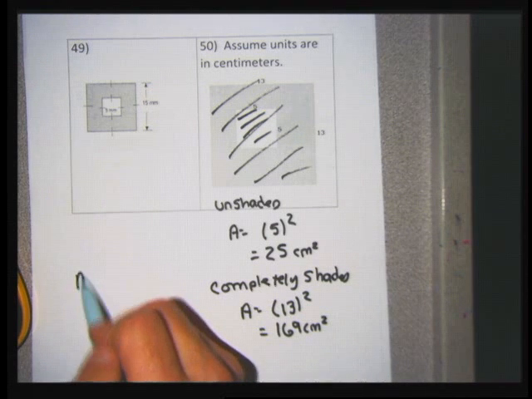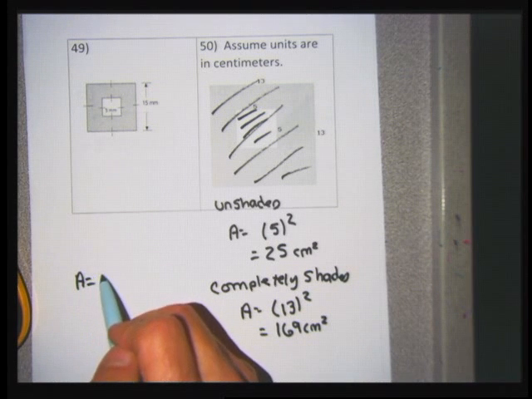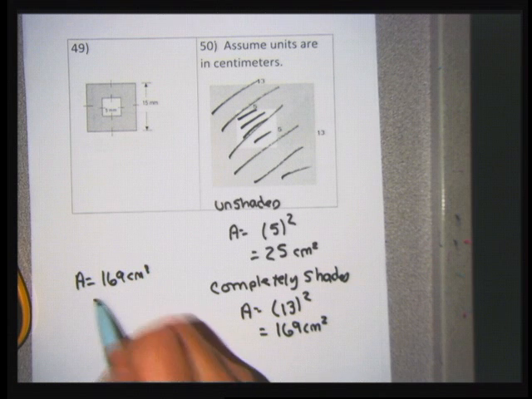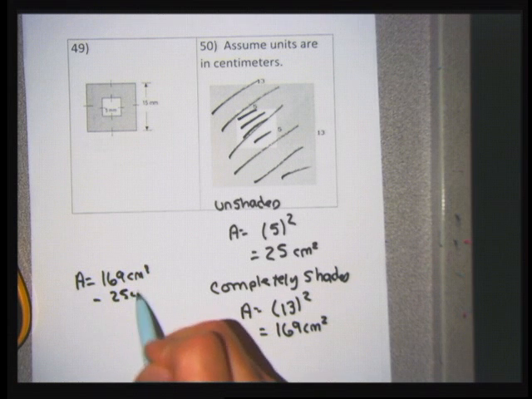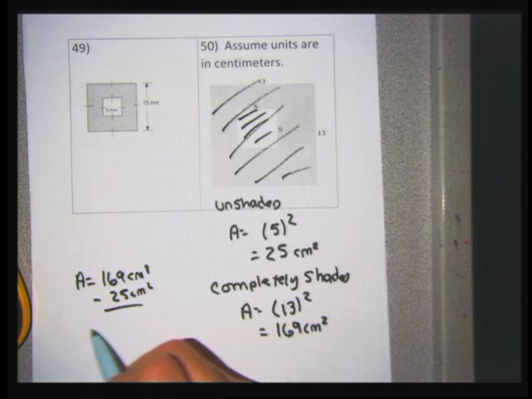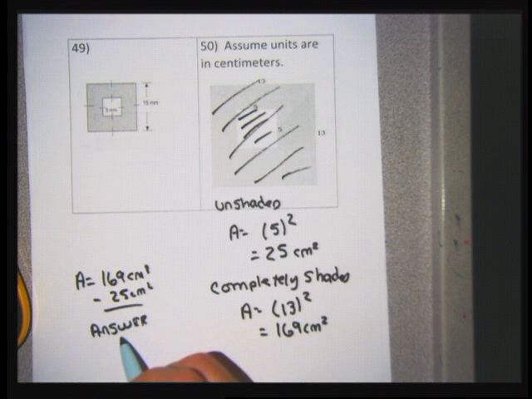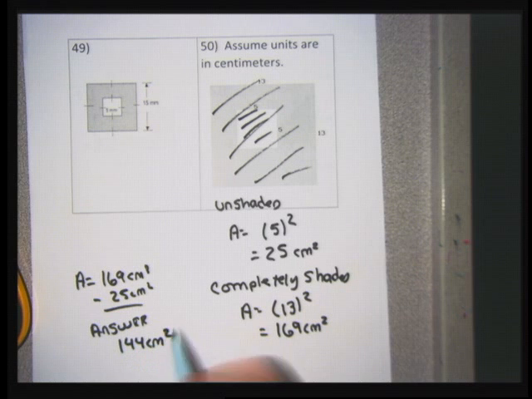And now I'm going to subtract the completely shaded area minus the unshaded area. And I get my answer. The shaded area in problem 50 is 144 centimeters squared.